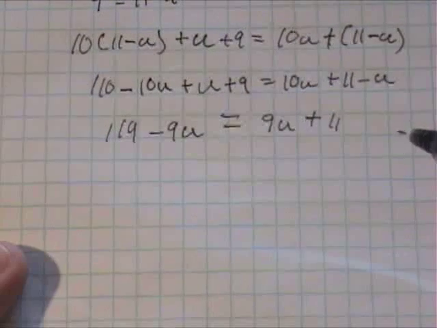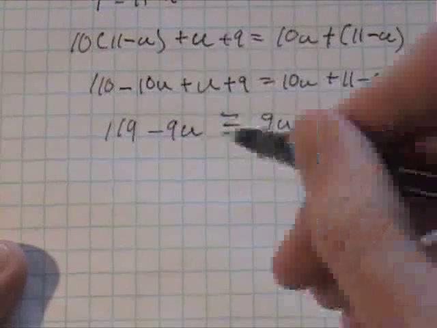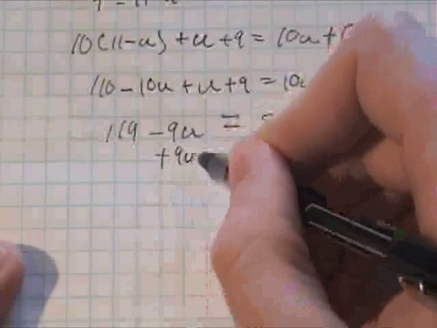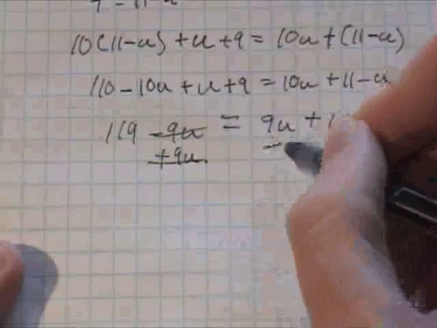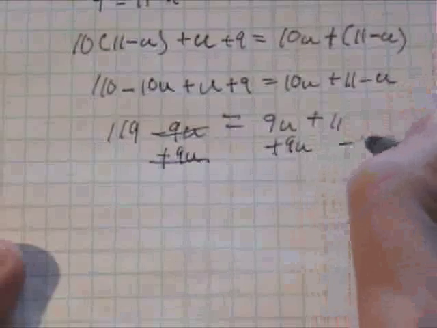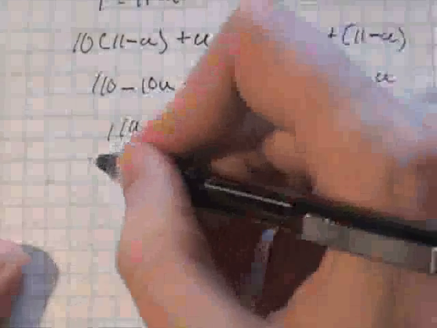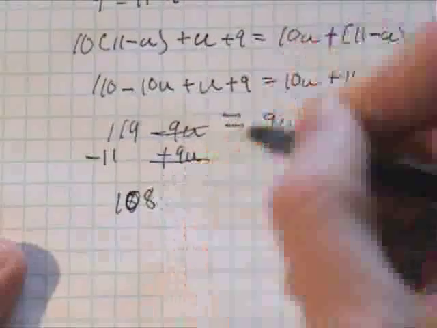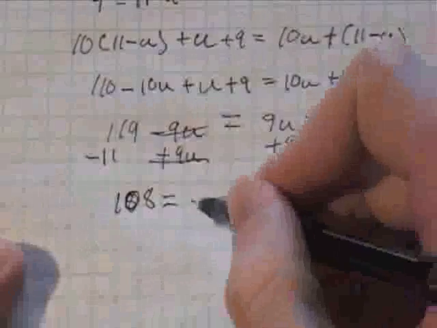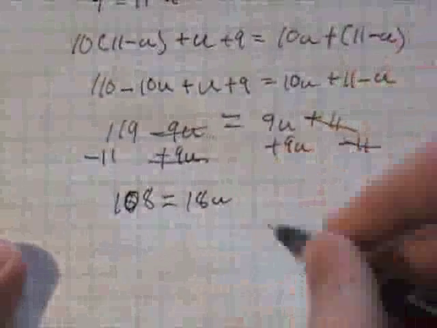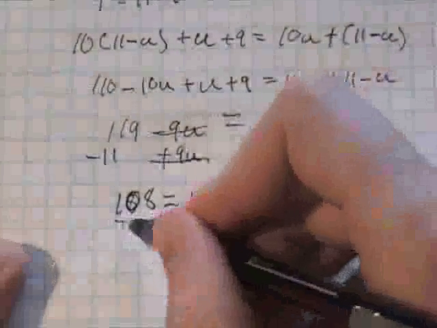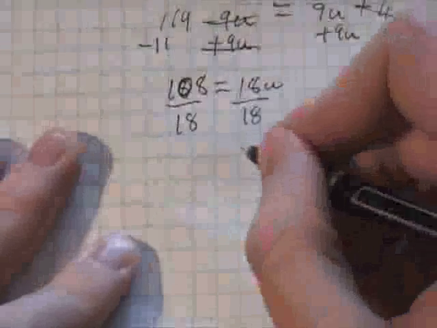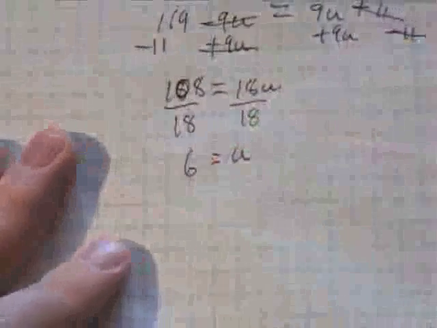Now, our last step is to move everything over. So we've got to move the 11 over to that side, and we've got to move this negative 9u over to that side. So let's just add it so it cancels out there, and we'll subtract this so it cancels out there. This should be 108 equals 18u. Divide, and you have u is equal to 6.